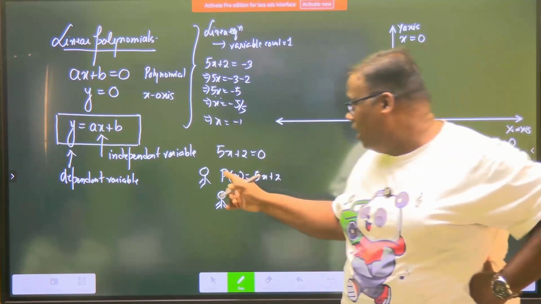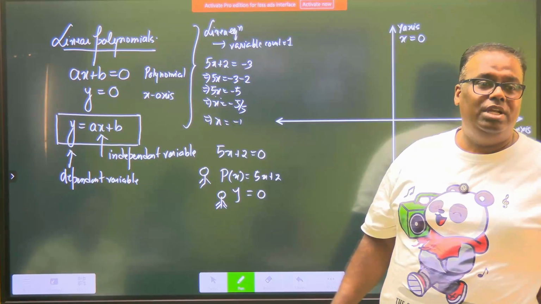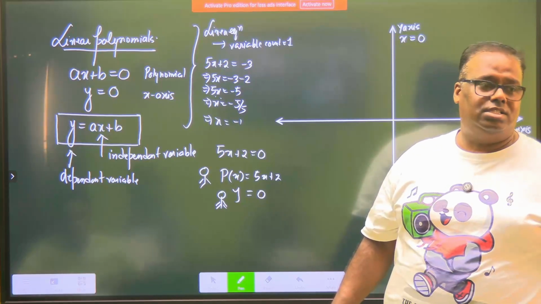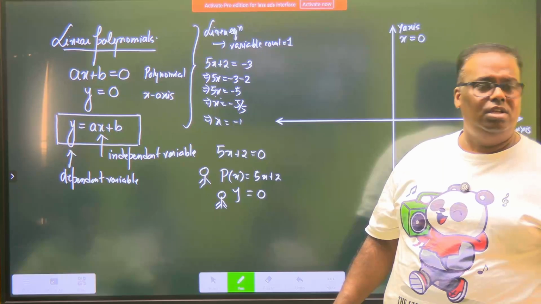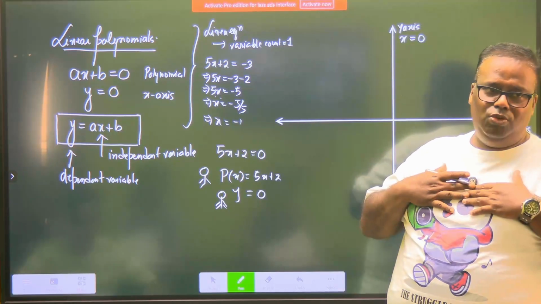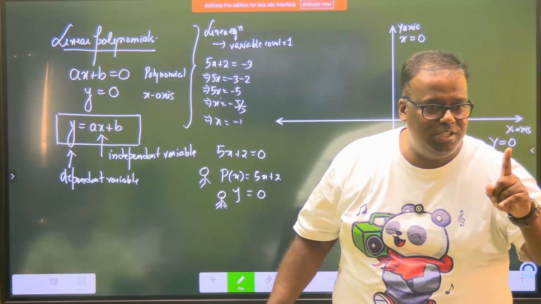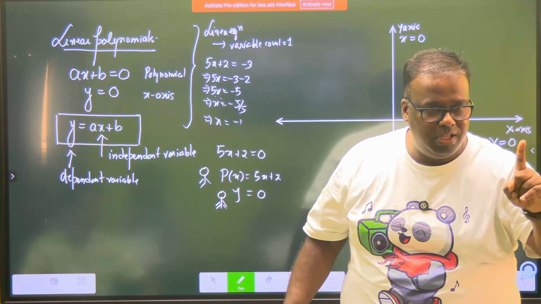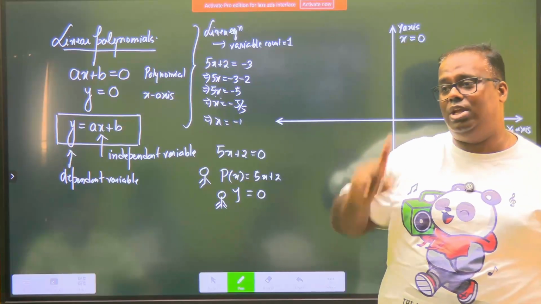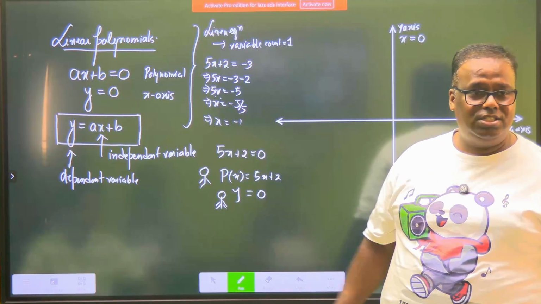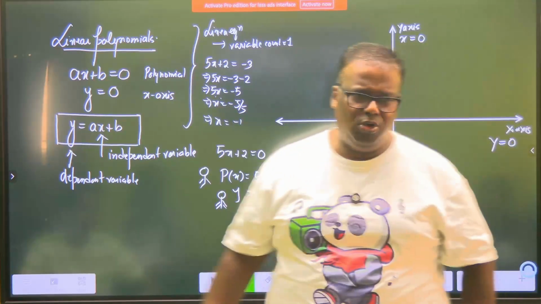Where your graph means the graph of 5x plus 2. This has to intersect with what? The x-axis. The points at which it will intersect will be known as the solution. But one thing we know is that since this is linear, it should have how many solutions? One solution only. And one solution means it should intersect our x-axis how many times? Only one time. Now let's put some common sense.